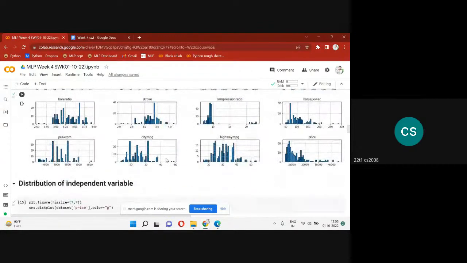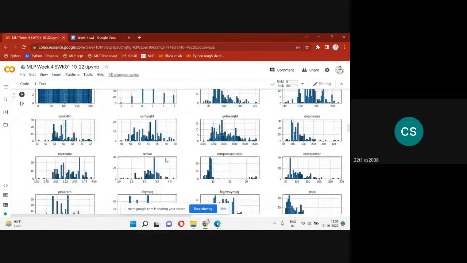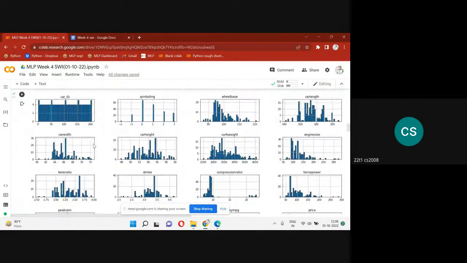From this histogram you can also get some idea. At least from here, if you see the car IDs, there are many unique car IDs. As we know, the car ID for all the cars is unique, so that's why we are getting this type of shape of the car ID histogram. Does it make sense?